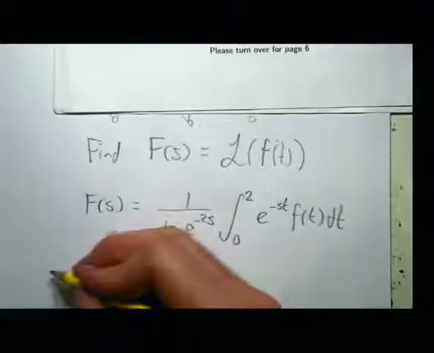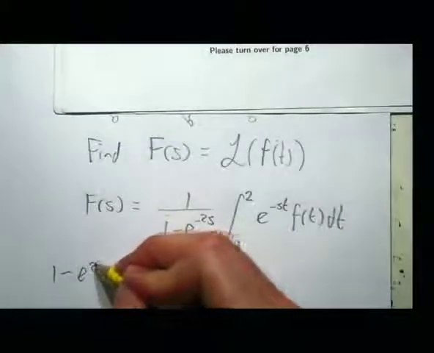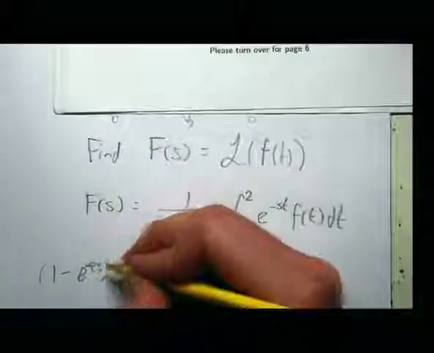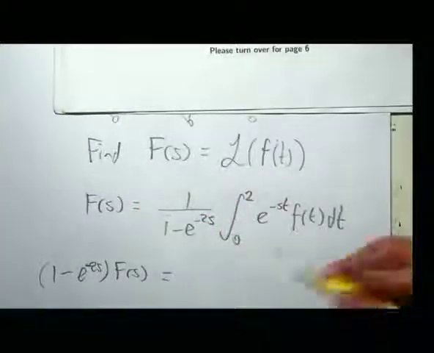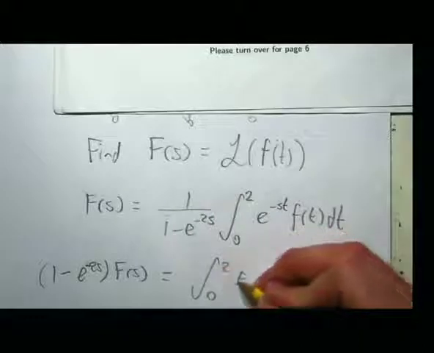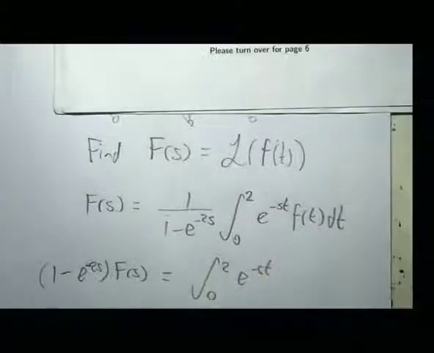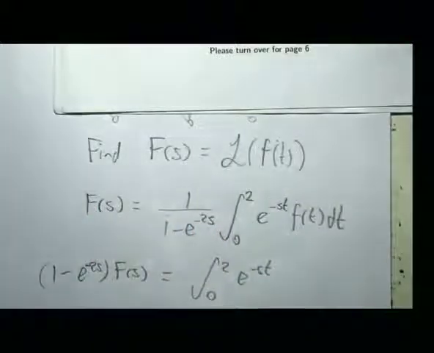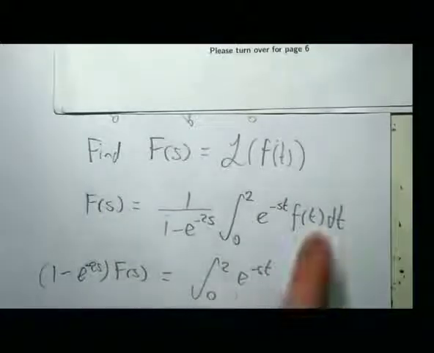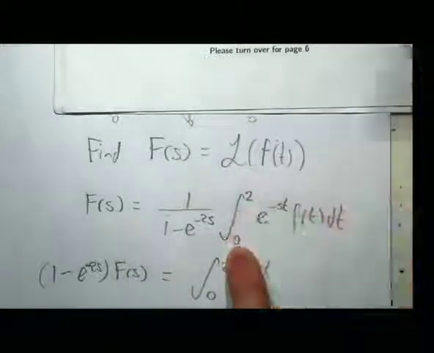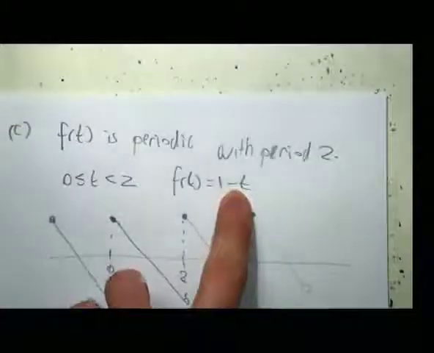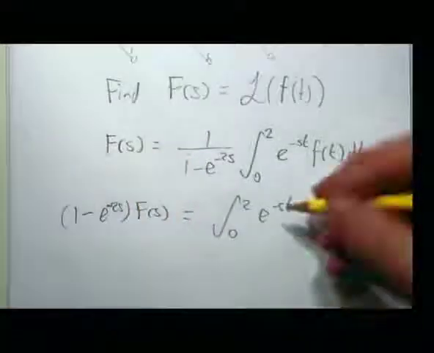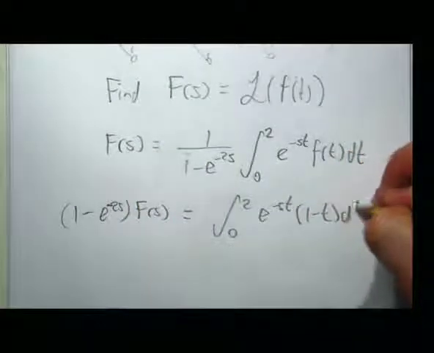Just to make my life easier, I'm going to move this over here so I don't keep having to write the 1 over 1 minus e to the minus 2s, and I'll put it back later. Okay. f of t in the zone from 0 to 2 is 1 minus t. So I'll chuck that in, like that.